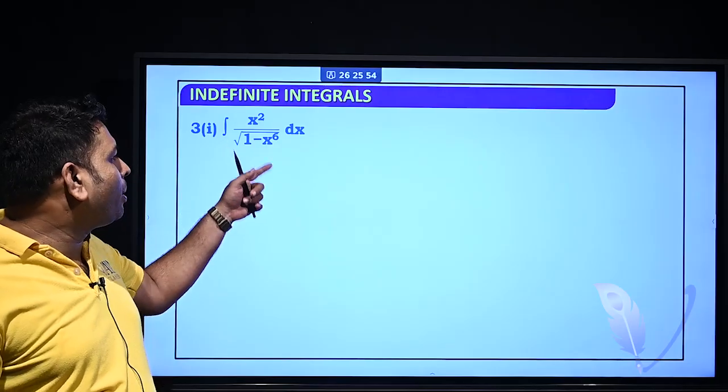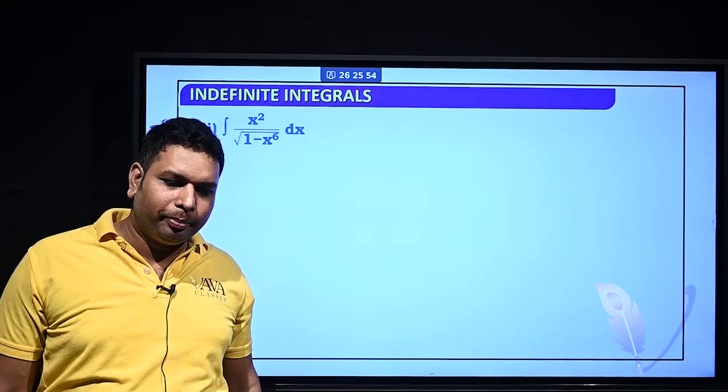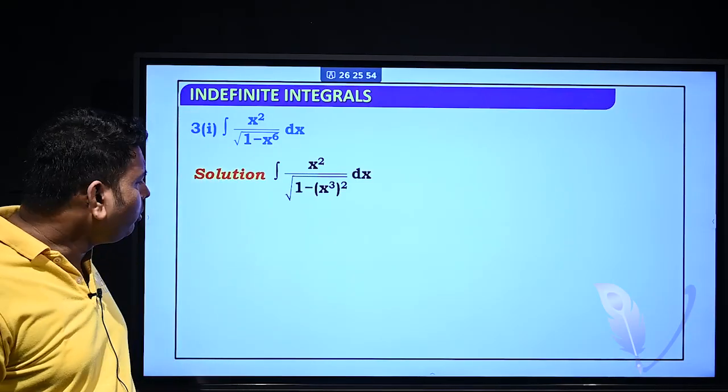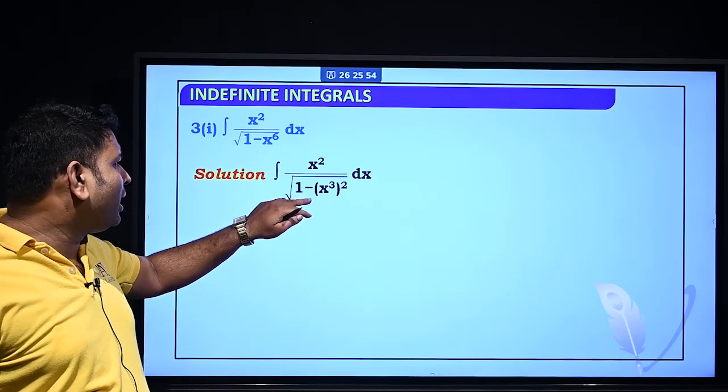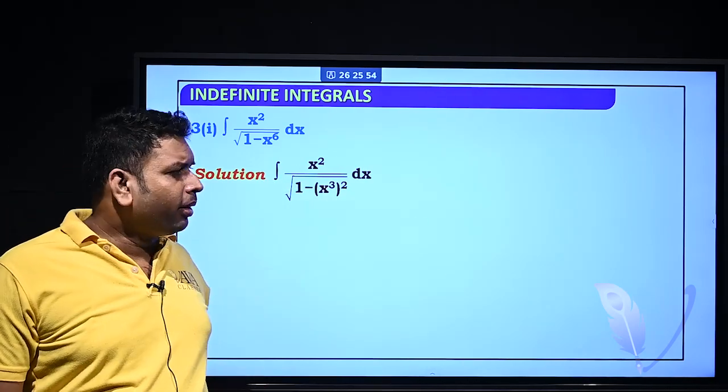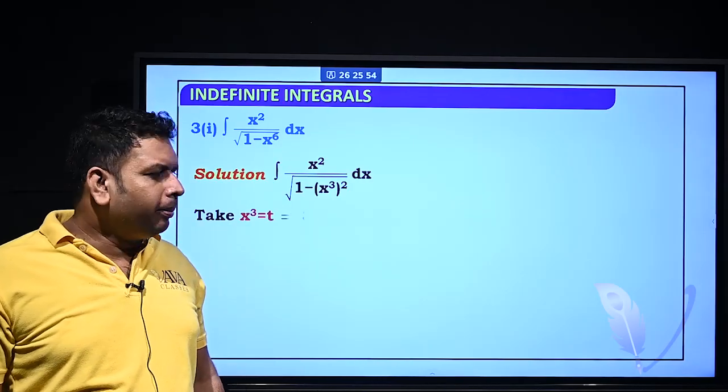Integration of x square by the square root of 1 minus x to the power 6, dx. Solution. Integration of x square by the square root of 1 minus x cube whole square, dx. Put x cube equal to t.